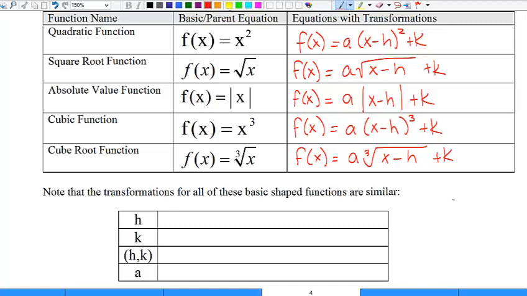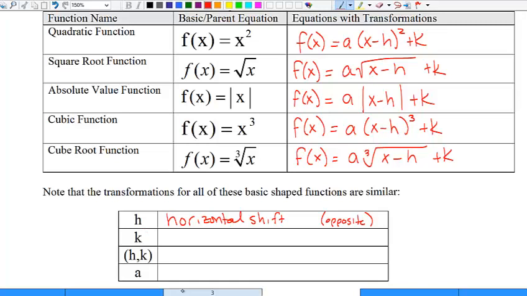Please note that all the transformations for all of these basic shape functions are really similar. The h is always with the x, it's always inside the parentheses or underneath the radical, so that one is your horizontal shift. Remember, that's opposite of what you might think. We're just going to put opposite over here, because it's a minus in the formula, so the h is going to go the opposite direction.